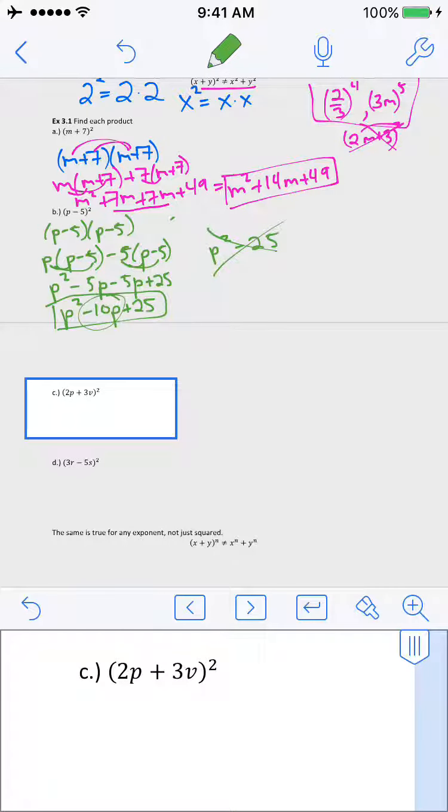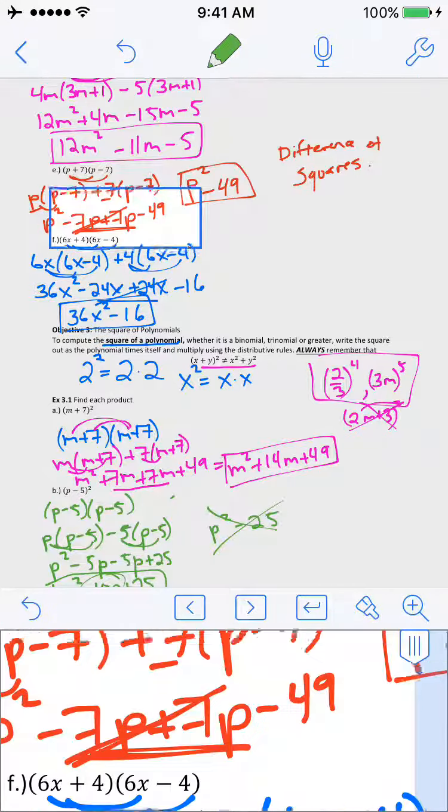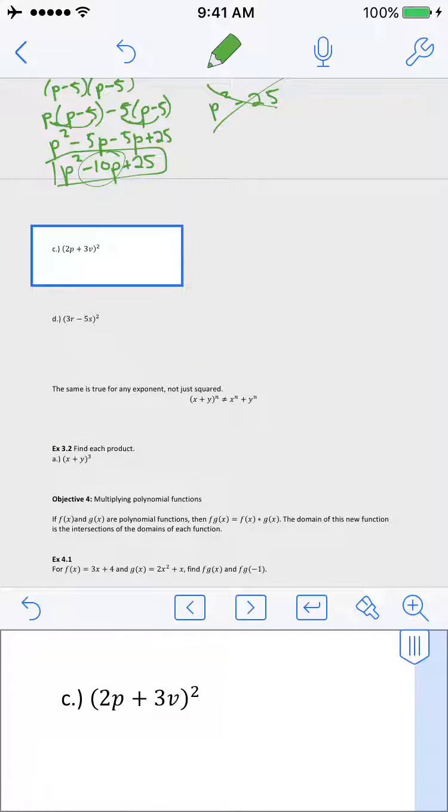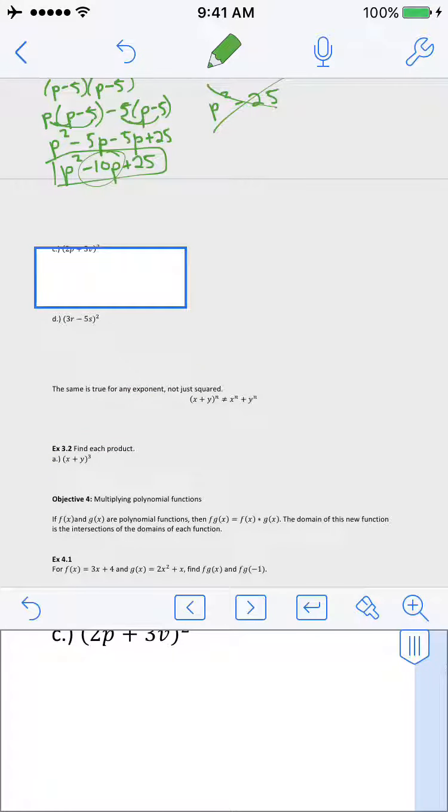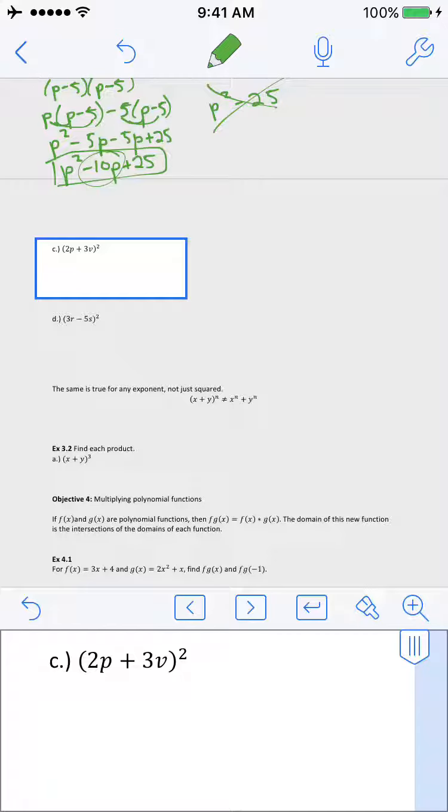All right, go ahead and try it with this one right here. I know it's got multiple variables, but that shouldn't scare you right now, because you've got so much practice with everything else that looks crazy. This follows the exact same rule. Go ahead and try it and square that binomial for me.